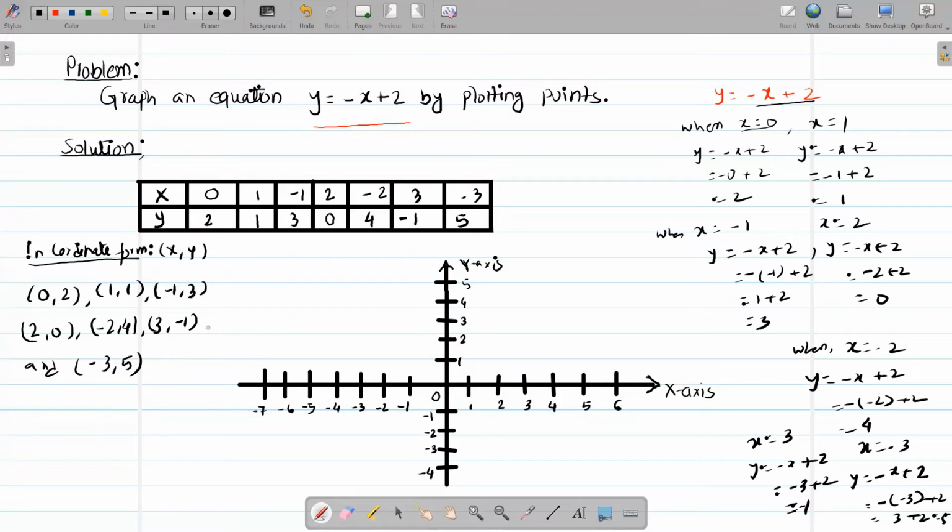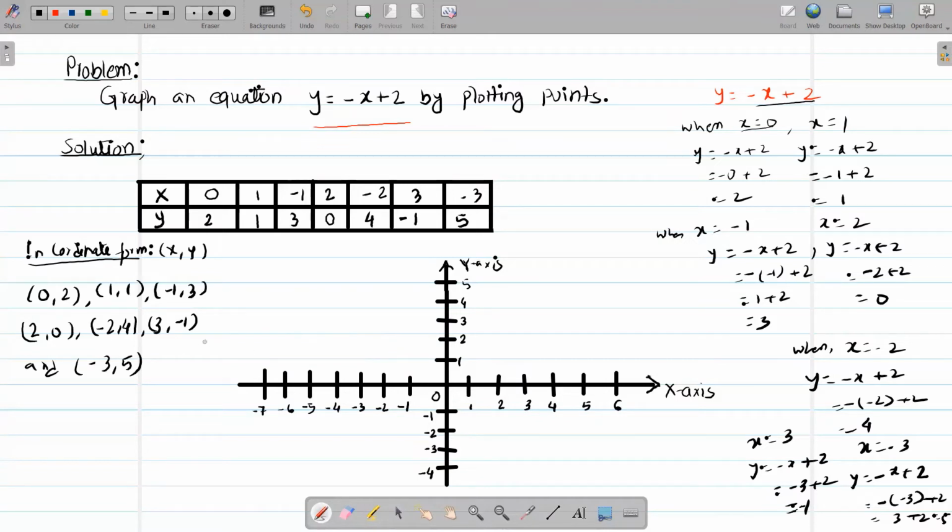Now it's very simple, right? When we have coordinates, it's very simple to plot. Now I already made a graph over here. It's not a perfect graph, but I just want to show you how to plot on a graph. When you have a graph notebook, you can plot perfect points, everything.